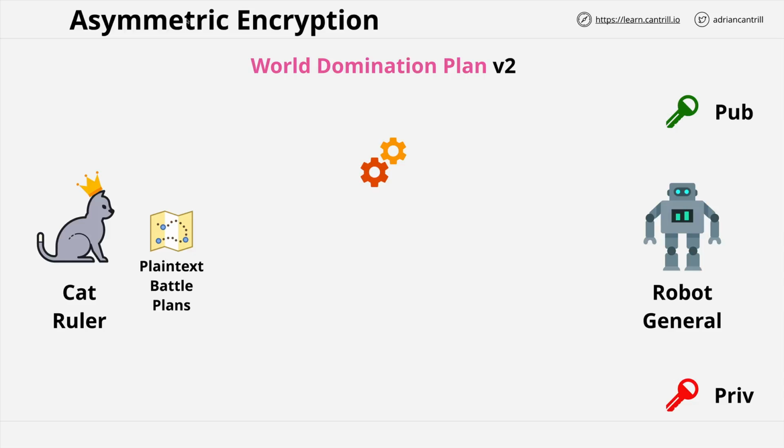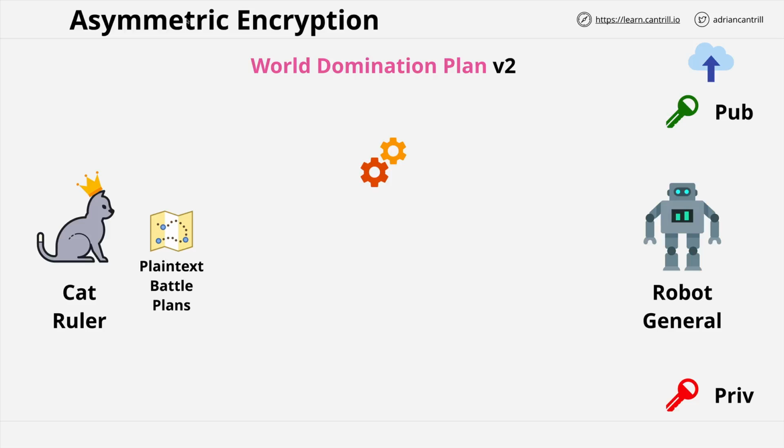This means the private key needs to be guarded really carefully because it's what's used to decrypt data. If it leaks, the battle plans could be compromised. The public key, it's just used to encrypt, and so the robot general uploads his public key to his cloud storage so that anyone can access it. The worst thing that could happen to anyone who obtains the robot general's public key is that he or she could use it to encrypt plain text into ciphertext that only the robot general could decrypt. So there's no downside to anyone getting hold of the robot general's public key.